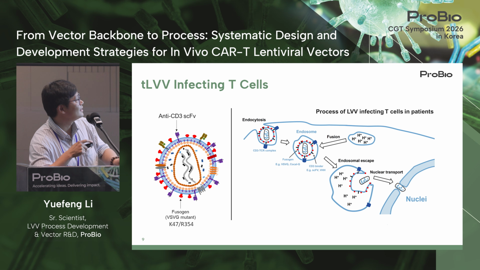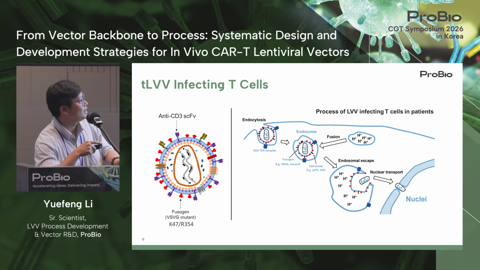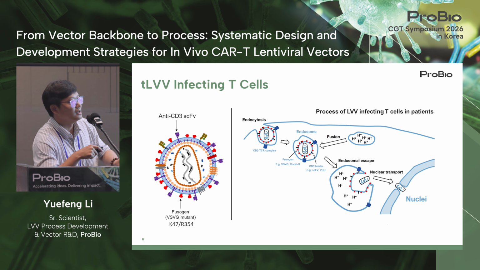Then we will let antibody or scFv or VHH do that job. We just put a transmembrane domain onto scFv or VHH, then it can be anchored on the envelope of LVV. So the scFv or VHH, which are called T cell binders, can bind the T cells.